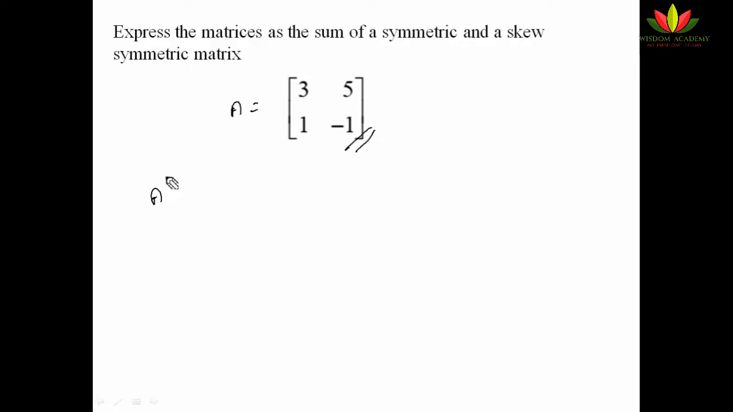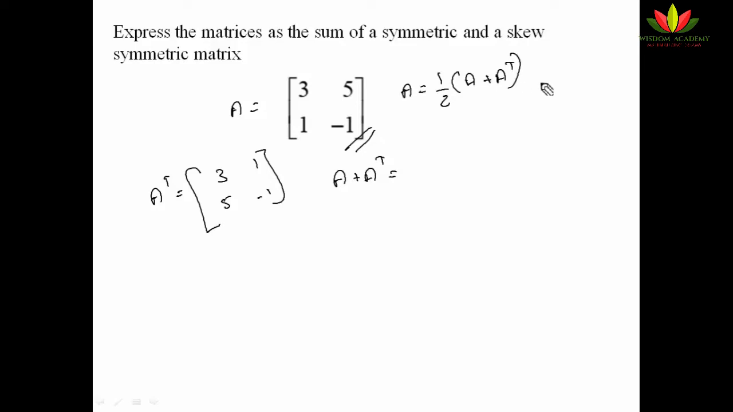So what will be my A transpose? That is [3, 1, 5, minus 1], right? Now I am able to add these two. A plus A transpose is going to be, so what is the formula, do you remember? A is equal to 1 by 2 (A plus A transpose) plus 1 by 2 (A minus A transpose), right? So A plus A transpose is going to be [6, 6, 6, 0].